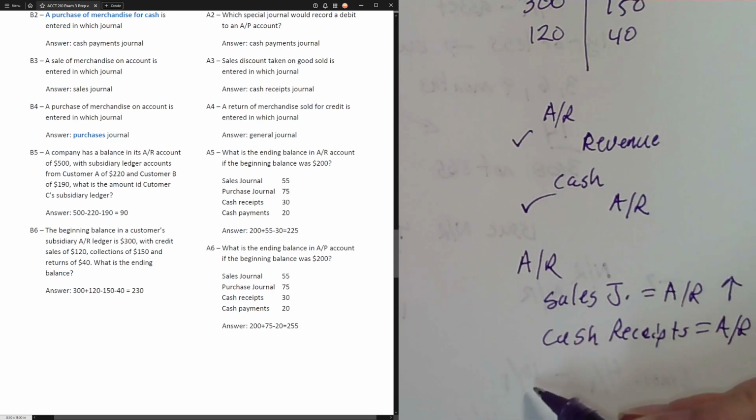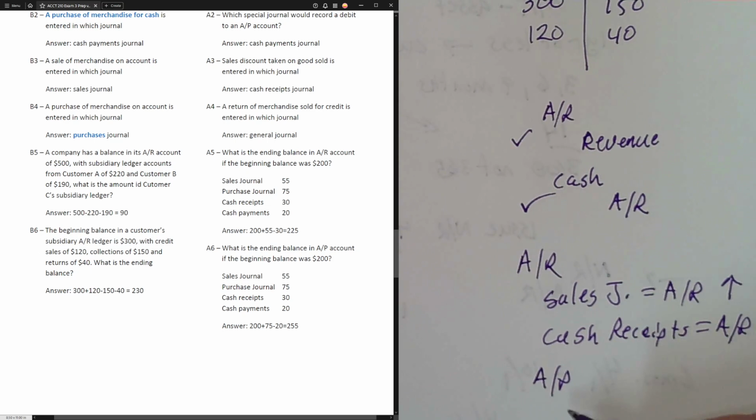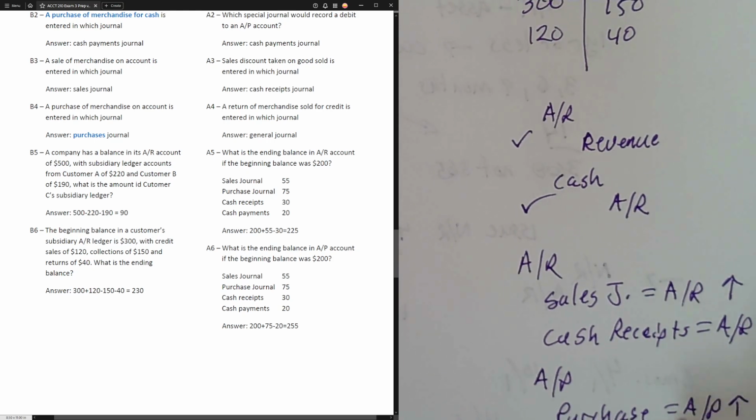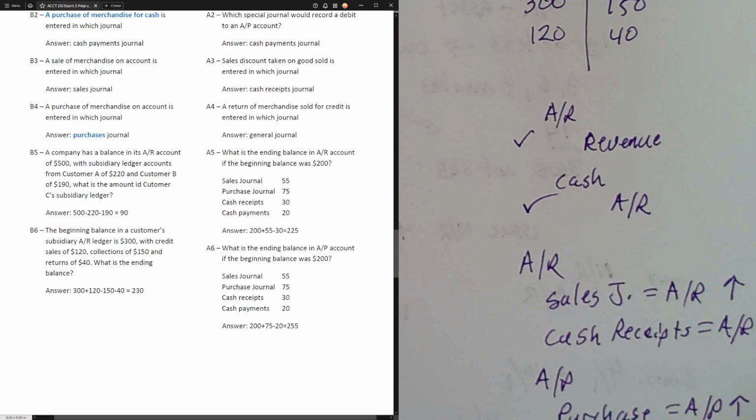As far as A6, if we wanted to look at AP, again, they're only really focused on two journals. Purchases are an increase to AP, and cash payments are a decrease to AP. And AP doesn't worry about the sales journal or the cash receipts journal, just like the AR doesn't worry about the purchase journal or the cash payments journal.